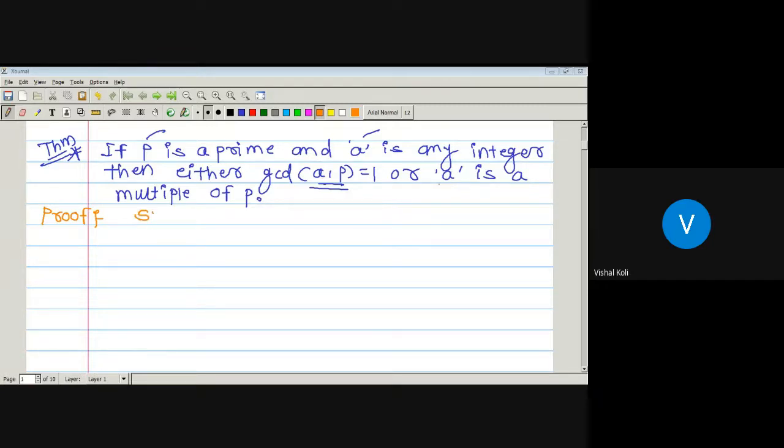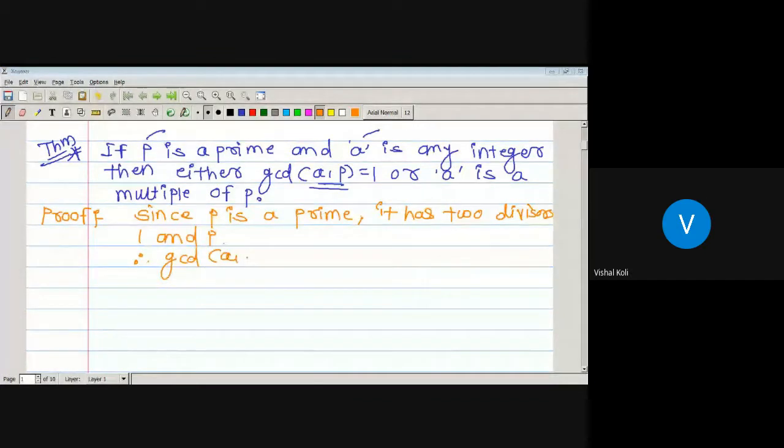Since P is a prime, it has only two positive divisors, 1 and the element P itself. Therefore, GCD of A and P is equal to 1, or GCD of A and P is equal to P.